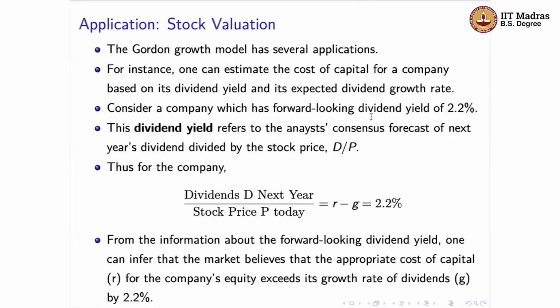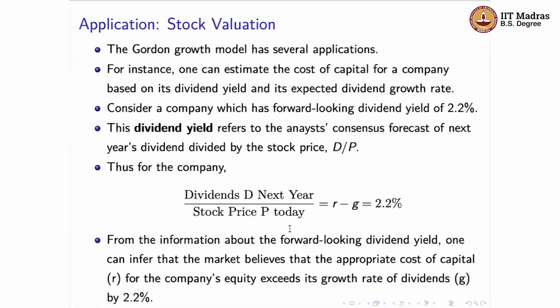So when we say that the forward-looking dividend yield is 2.2%, if you put that here, it means that if the approximations provided by the Gordon growth formula make sense, then this forward-looking dividend yield would correspond to a value of R minus G equal to 2.2% for this company. Now, what does this mean?